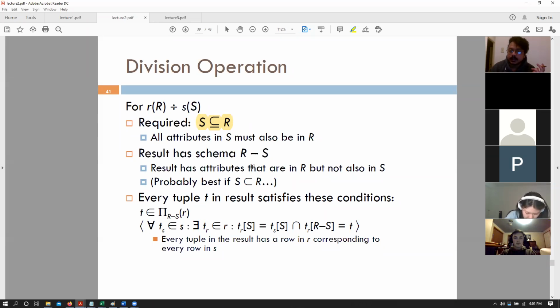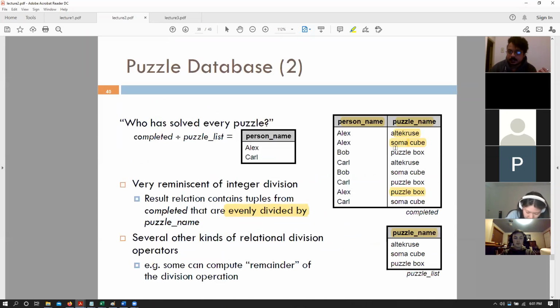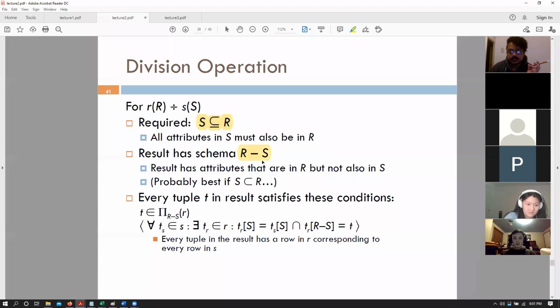And the resultant schema is going to be the difference between the two sets of attributes. So R minus S. So here in this case, person name, puzzle name is R. S is puzzle name. So R minus S gets us the attribute person. Right, so the resultant schema will only have person name. So that is the result schema, R minus S.